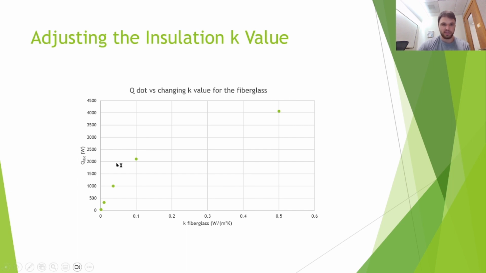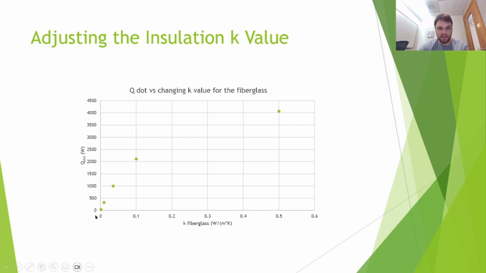The next thing I did was adjusting the insulation K value. I found that it was an exponential decay rate, and as we increase the K, it's just going to be drastically increasing the heat transfer Q dot watt loss. There's really no point to be anything higher than what we already are at with the 0.035. If we get smaller, we can save a whole lot of energy.